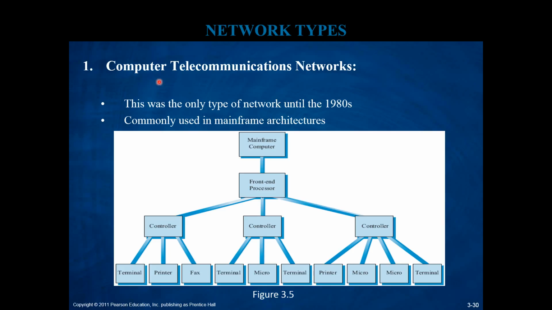Now, the first type is the so-called computer telecommunication networks. This was the only type of network until the 1980s or so. It was commonly used in mainframe architectures. Basically, this type of network means that the mainframe computer, this big powerful computer, is the network. There is a front-end processor that links all other devices, from terminals and also peripheral devices, into the mainframe. So basically, this mainframe is linking all those terminals and devices together into one single network. So the mainframe itself is the network.